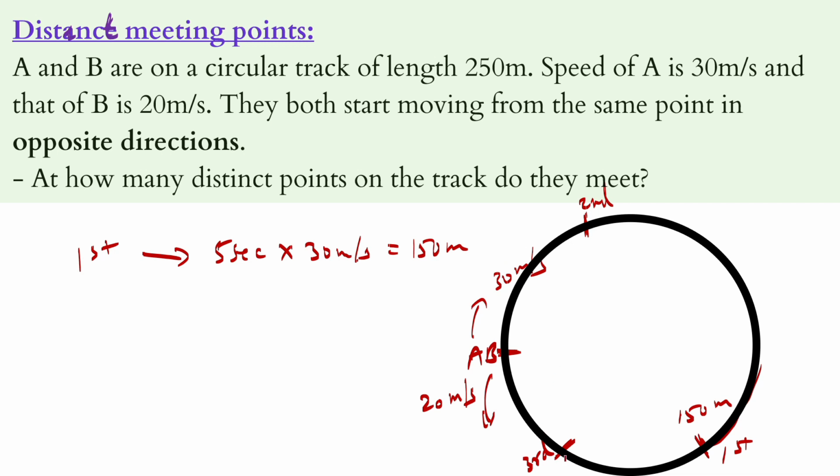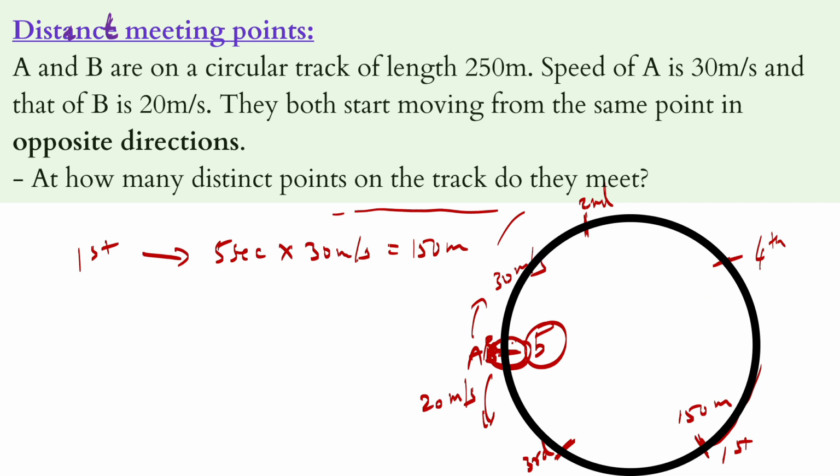The fourth meeting point will be from here another 150 meters. From here to here it's 50, and from here to here this is 100. So this will be the fourth meeting point, right? Then where is the fifth meeting point? From here, one more 150 meters. From here to here will be 50 meters, and from here to here this will be 150 meters. So again they reach the starting point. So this is the fifth meeting point. Now if we calculate like this, how many distinct points on the track do they meet? There are 5 distinct points, but it's not a very convenient way to calculate this in exams.